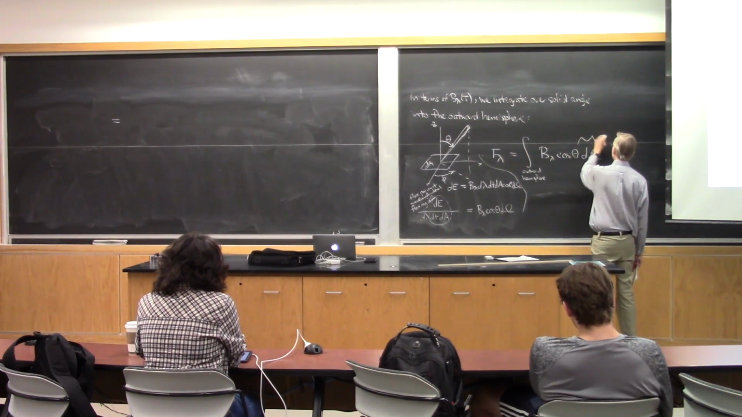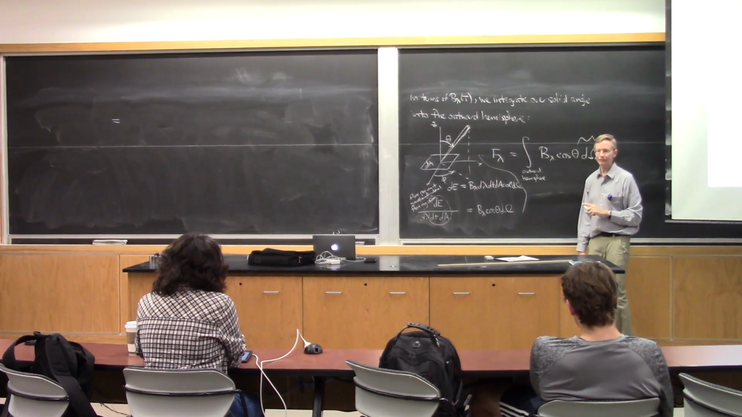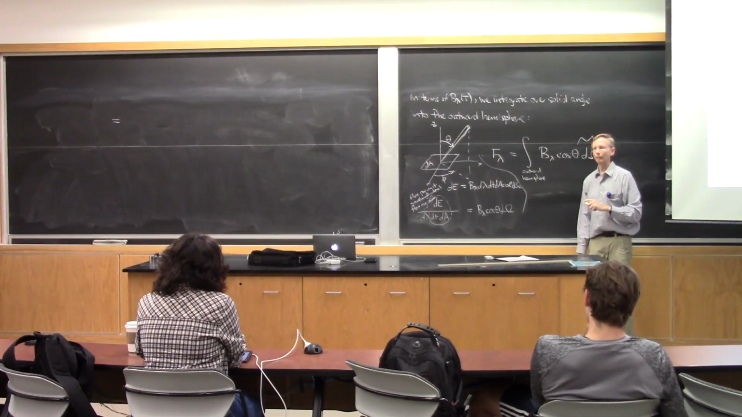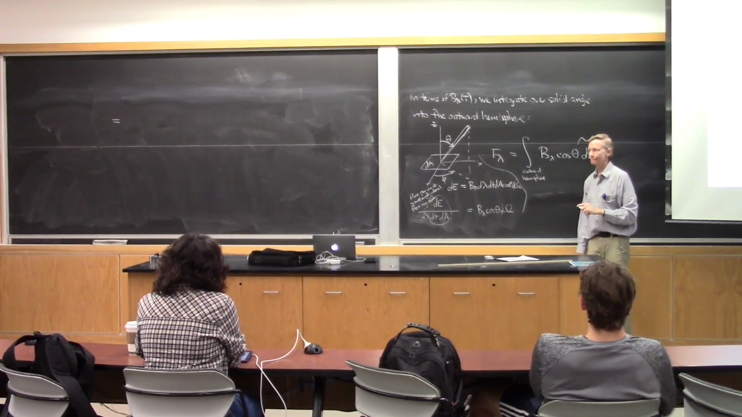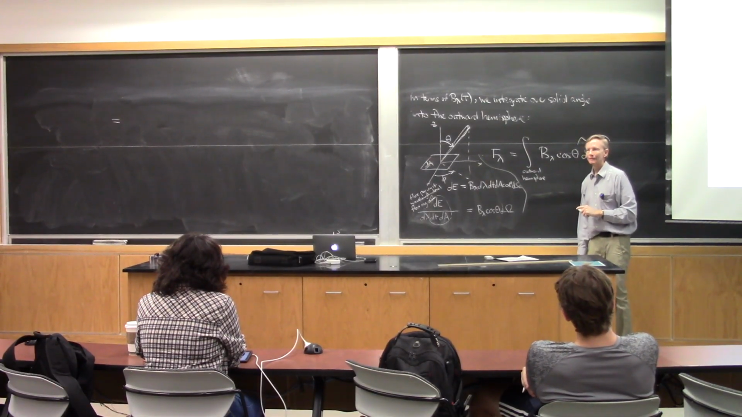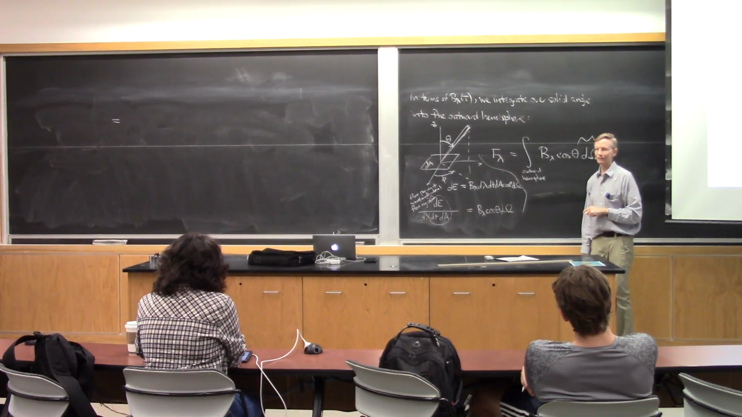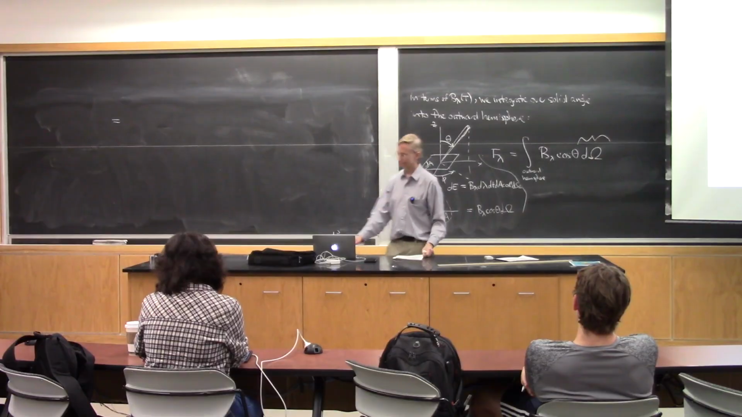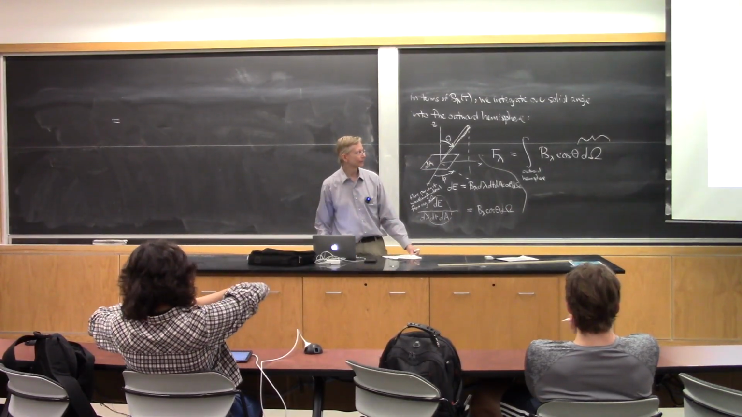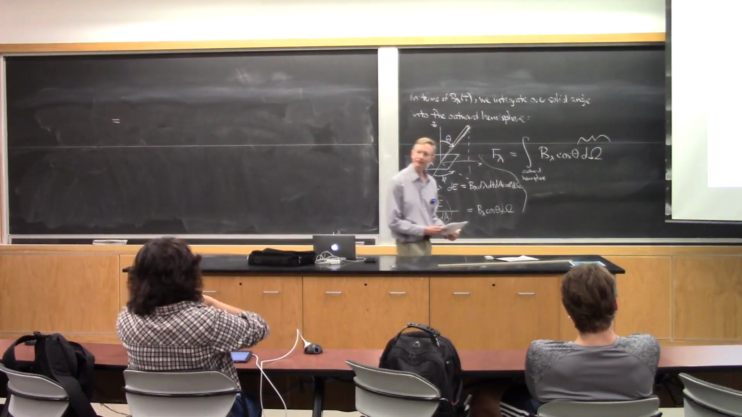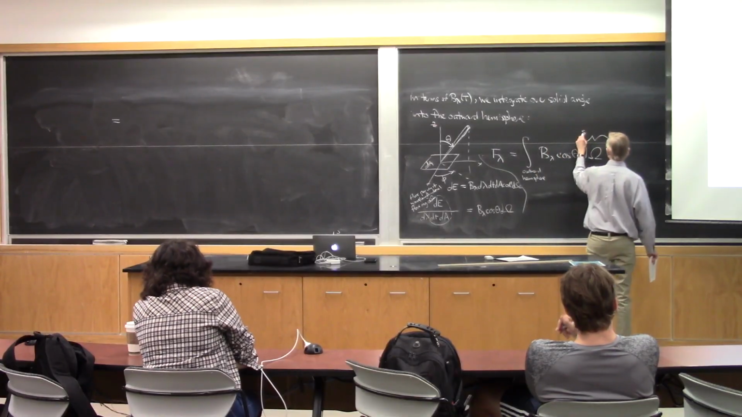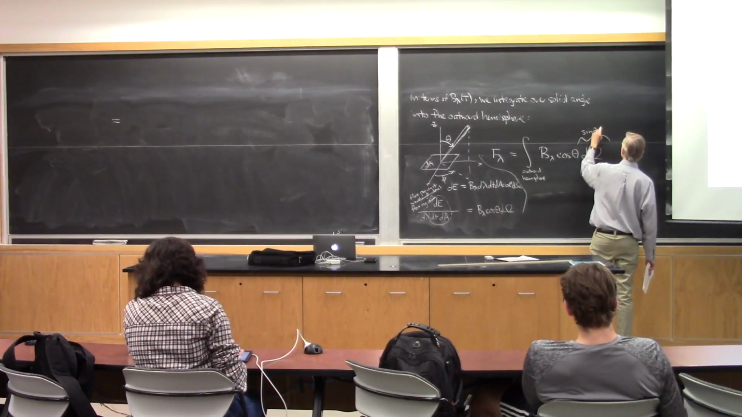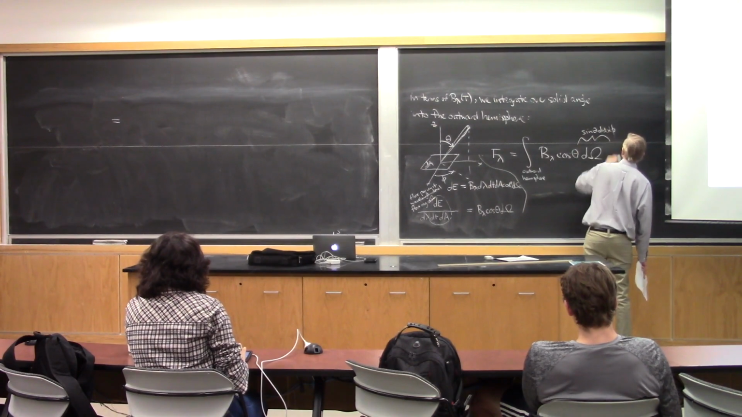We know d omega was, what is it again? Burn it into your brain. d omega is dA over r squared. No, we don't have an r squared here because we've divided through by r squared to just get solid angle. So d omega is sine theta d theta d phi.